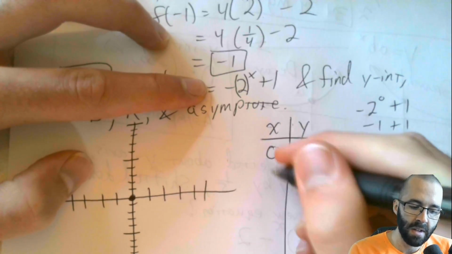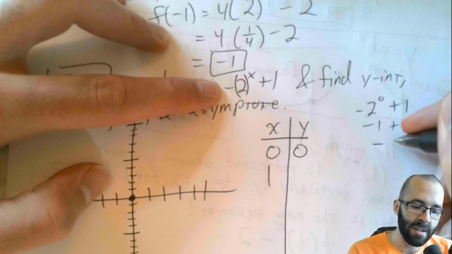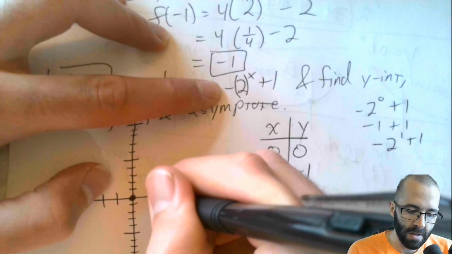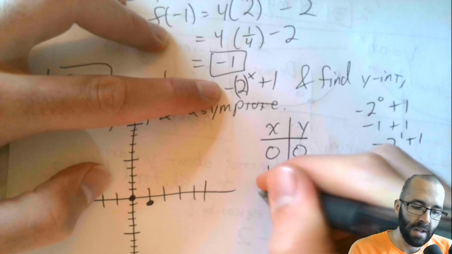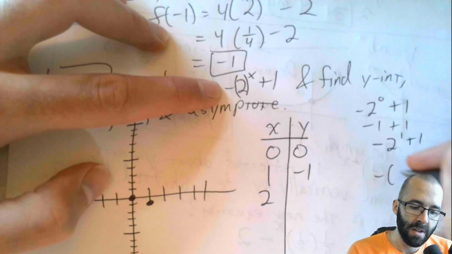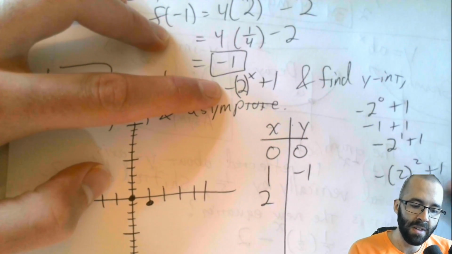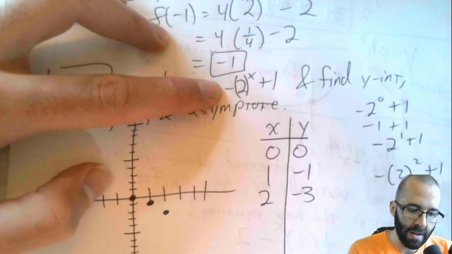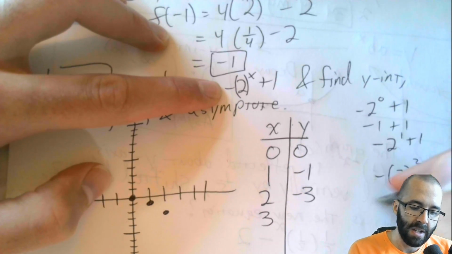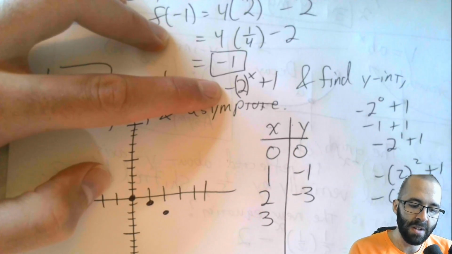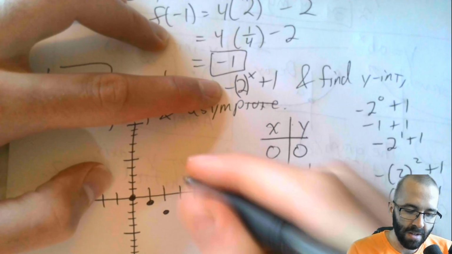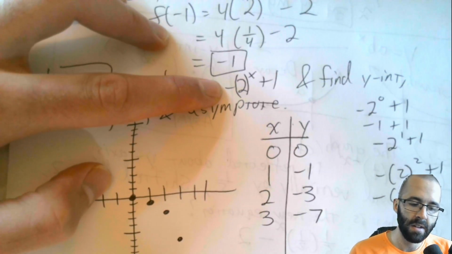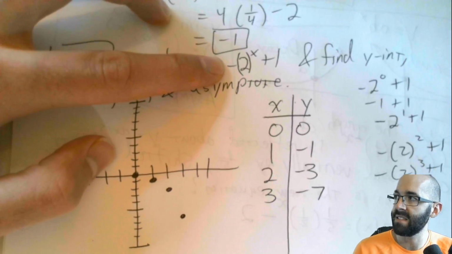At that point, when x is 1, type it into a calculator. Negative 2 to the first power plus 1. If you type that into your calculator, you should get negative 1. If x is 2, you should get negative 2 squared plus 1, negative 4 plus 1, negative 3. 2 comma negative 3. If x is 3, you get negative 2 cubed plus 1, negative 8 plus 1, negative 7.